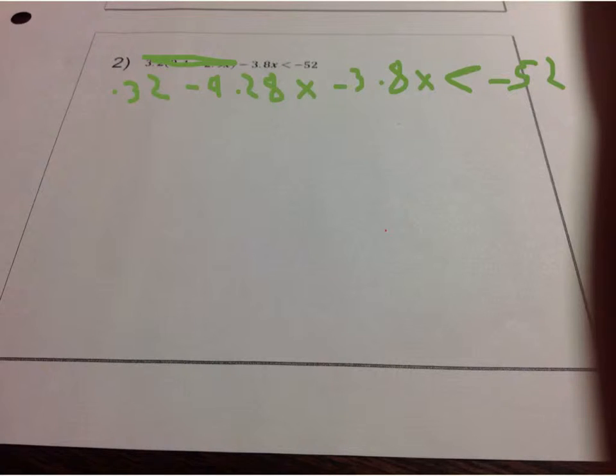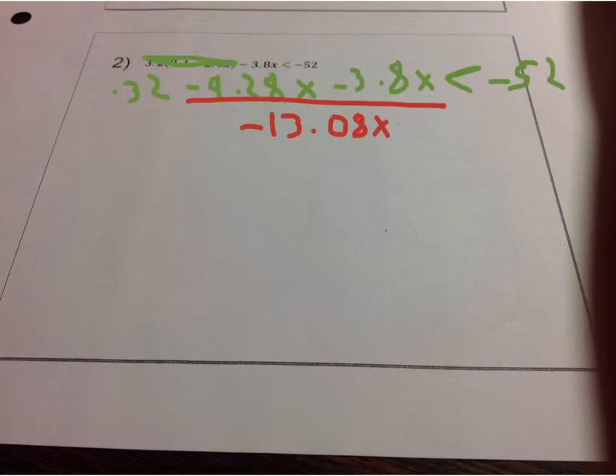Alright, so now we're left with this problem. So this is going to be a little different than yesterday, because first, before we can start removing things from sides, we have to combine our like terms. So we have negative 9.28x and negative 3.8x. And when we combine those, because they're both negatives, you have to add them up. And you're going to end up getting negative 13.08x.